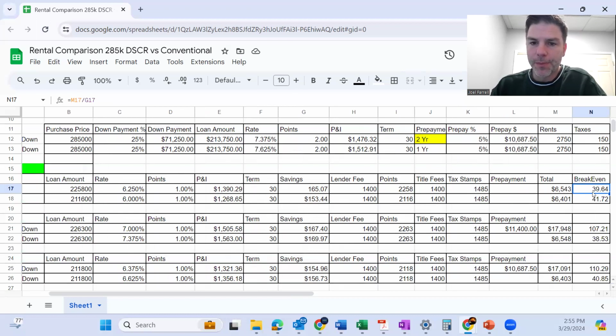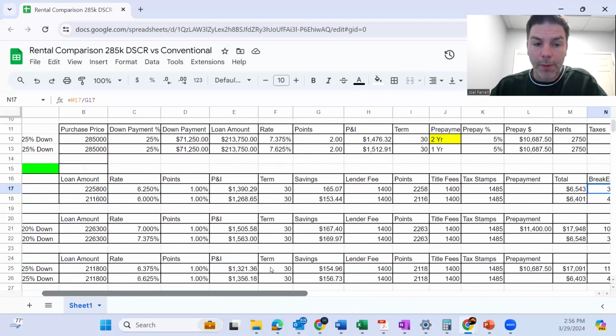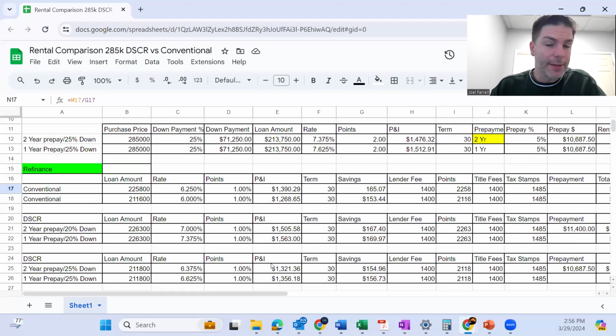Again, just to make things simple, I do have a break-even calculator in here. So in all reality, rates may have to go down further than 1% to really have a major impact. So you can see a 165 reduction in payment, 153 in this scenario. And then the DSCR scenarios are obviously going to have their own sets of numbers.